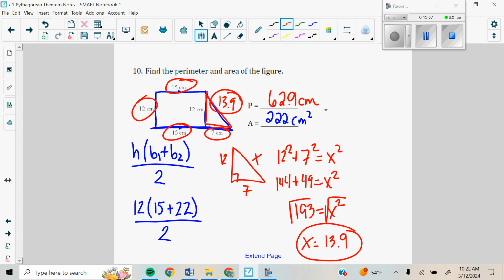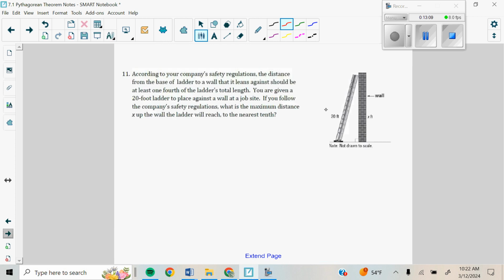All right, we got one more here. It says, according to your company's safety regulations, the distance from the base of the ladder to a wall it leans against should be at least 1/4 the ladder's total length. You've been given a 20-foot ladder to place against the wall at the job site. If you want to follow the company's safety regulations, what's the maximum distance x up the wall the ladder will reach to the nearest 10th?